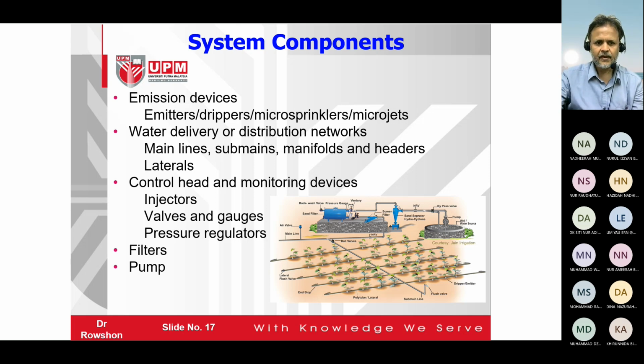So this is the control head. We call it control head and monitoring devices. If you want to know the flow rate, let's say how much water is pumping, you can provide a device here. If you want to know how much water is in this pipeline, you have to put the device here, then you can know how much water is coming. This is called control head and monitoring devices.